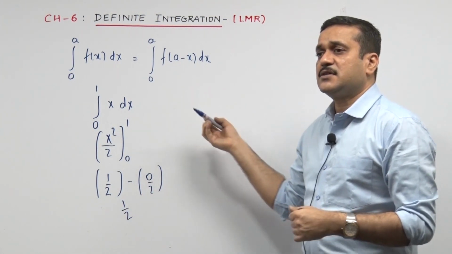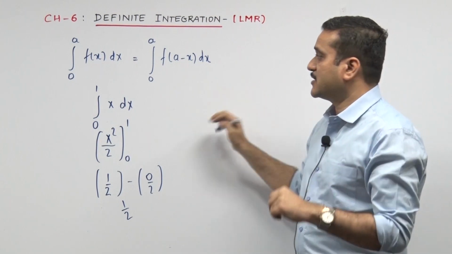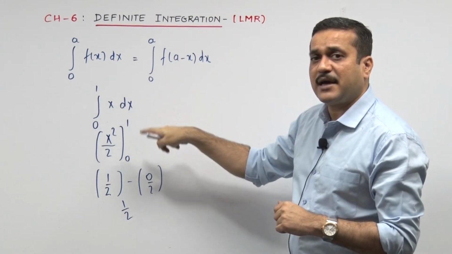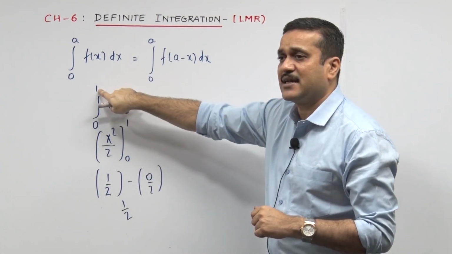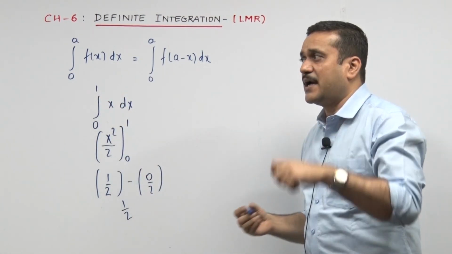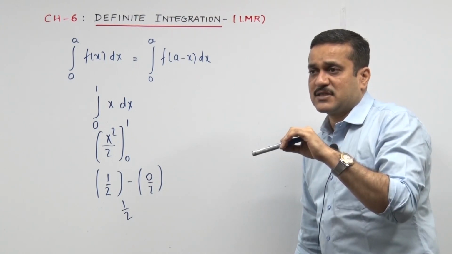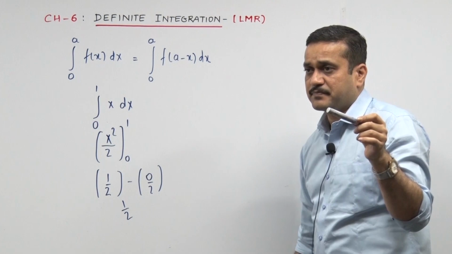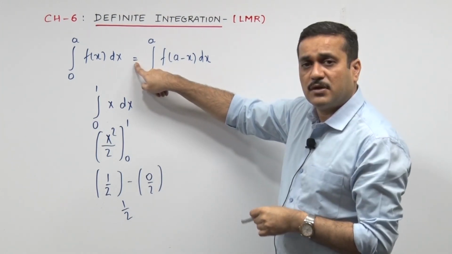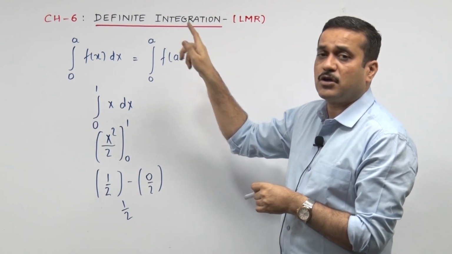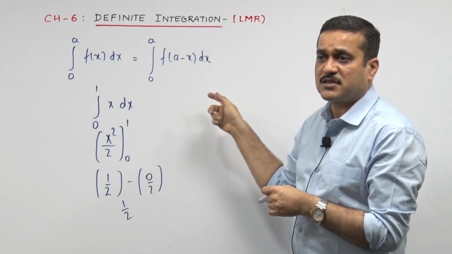Now the property says you can change your x to a minus x. That means in this sum I can change my x to 1 minus x. My a is 1. Check. I repeat, the property says you can change your x to a minus x and the answer remains the same. Sir, where is that written? Here it says equal to. Even after changing your f of x to f of a minus x, that means you change all your x to a minus x, the answer still remains the same.